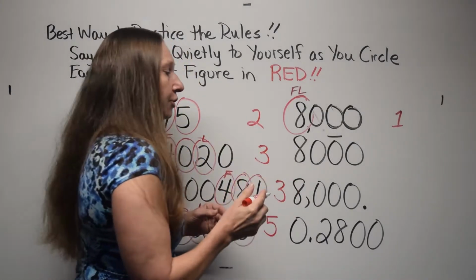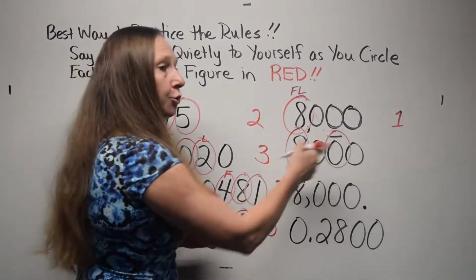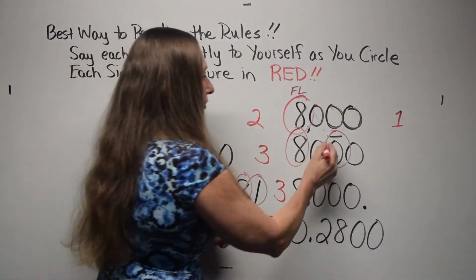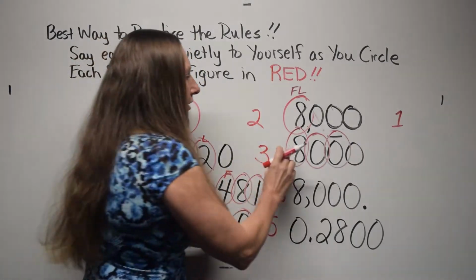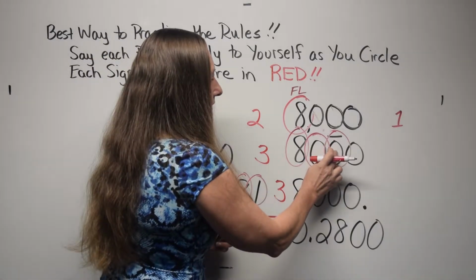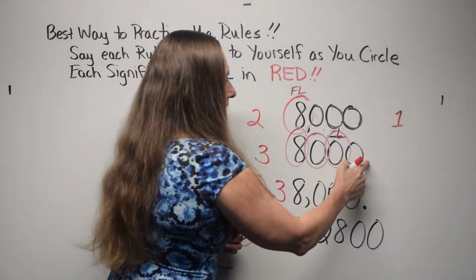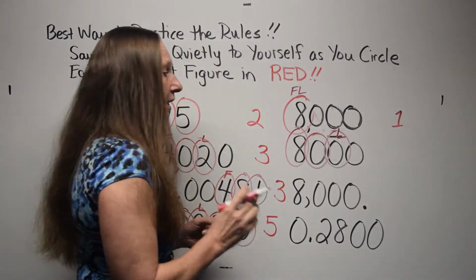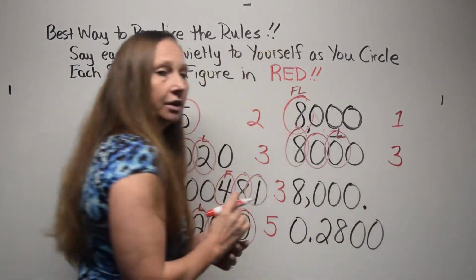All right, here we go. Non-zeros and dashed zeros are significant. Zeros between non-zeros and dashed zeros are significant. Zeros before, there aren't any. Zeros after the last non-zero or dashed zero: here's the last non-zero. This zero would be significant if there was a decimal point. There's no decimal point, so here you have 3 significant figures.